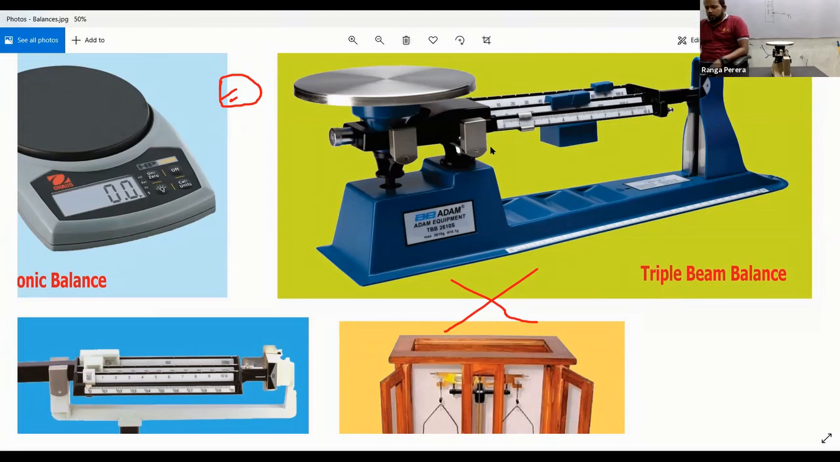Both the triple beam balance and the four beam balance use the principle of moment. Two types of balances are commonly used in school lab.